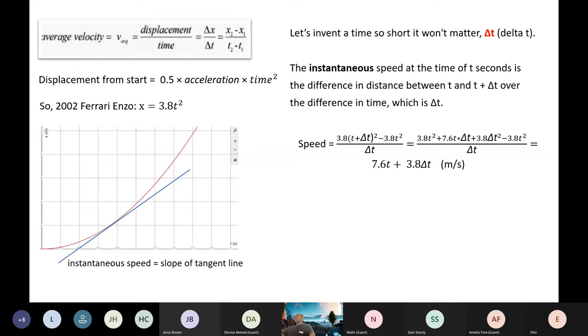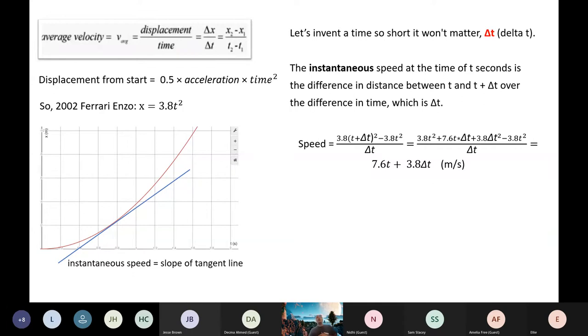And then we just put the two time points, t plus delta t and t, into this equation. The difference of distance is above the line. The difference of time is below the line. And then you expand the brackets and cancel out the common factor. The result is 7.6 t plus 3.8 times delta t meters per second. This is the average speed within that little time period, delta t.